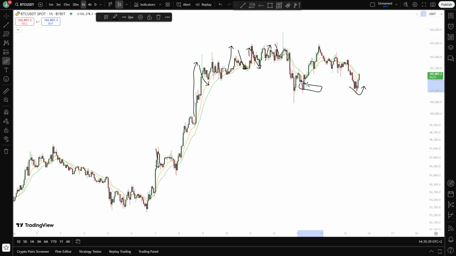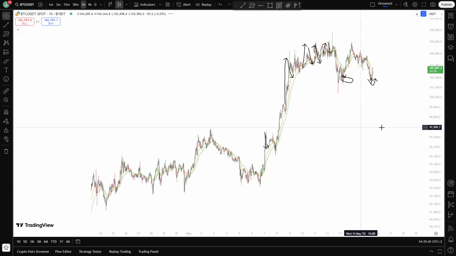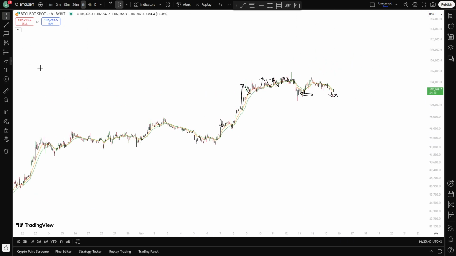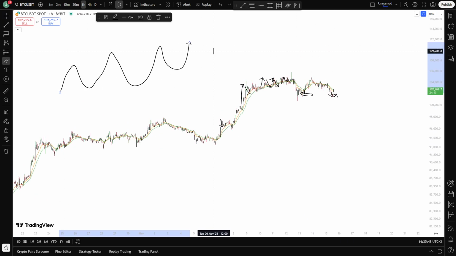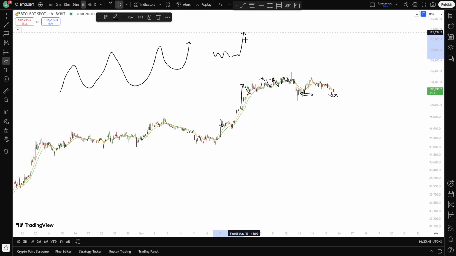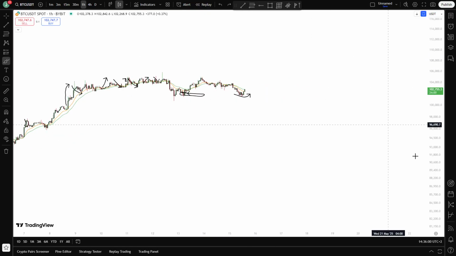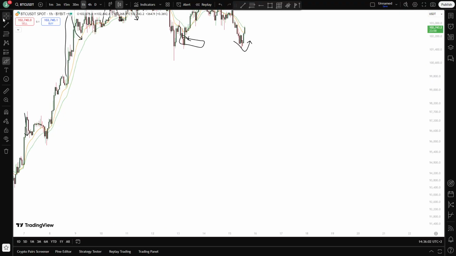I really can't make it easier than this. This is for me just the way how I look at price. I look at price like it's either in an uptrend or we're in a consolidation phase with perhaps some more moves, and then I expect this to go back into that consolidation area. Also on this downwards move.